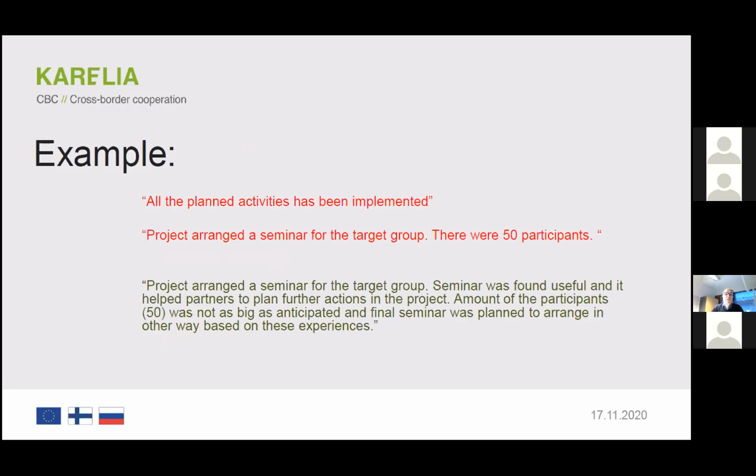A few examples, of which the first two are not so good ones. If you tell what you have done, don't be too short, like all the planned activities have been implemented. That doesn't tell very much about what you really have done. Or if you just say that you had some kind of seminar with 50 participants, it's not enough. But the last one is maybe better.